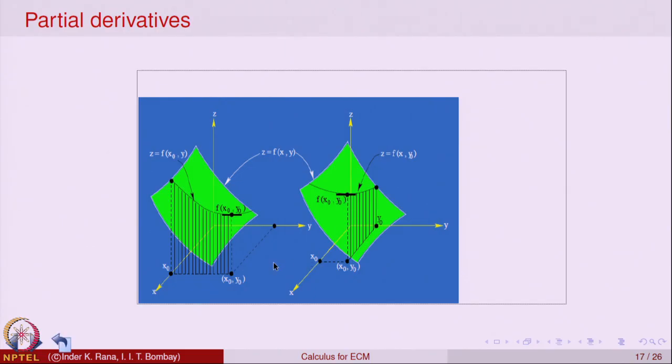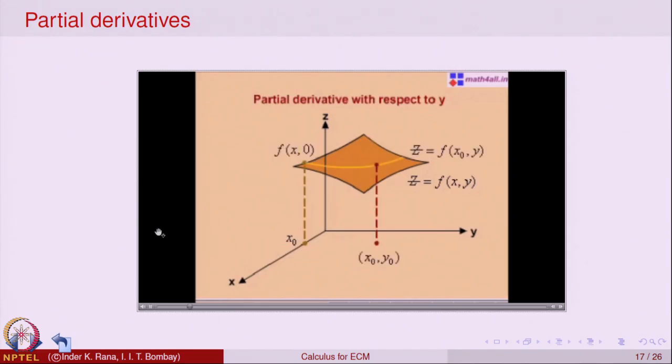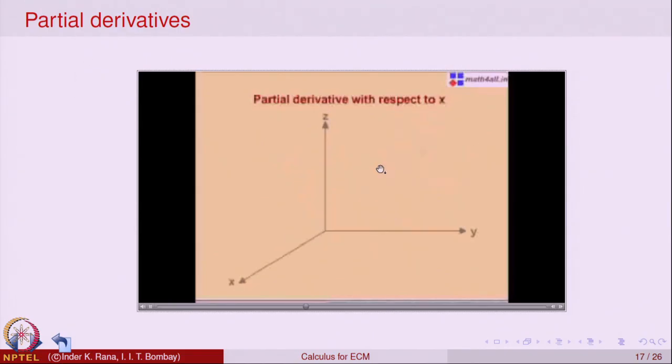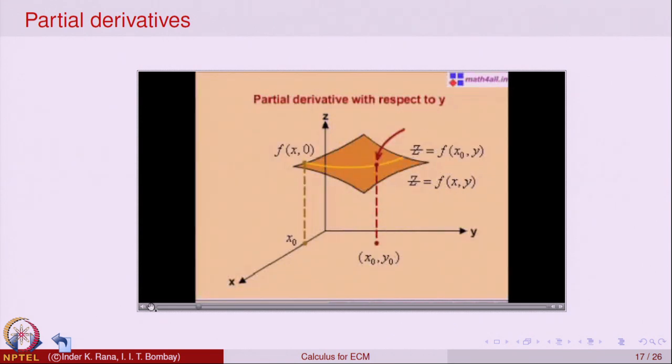Let me try to show a visualization of this, the partial derivatives. So, this is the surface. When you fix x naught, you are moving along this curve, and that curve is the one which is x naught, y. At this point you want to know the tangent. Similarly, for this you are moving from a point y naught, you will get a curve, right, as x varies, and you want to know whether at that point there is a tangent possible or not.